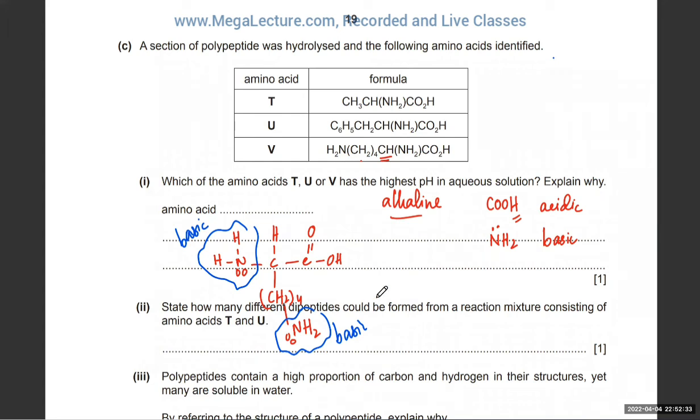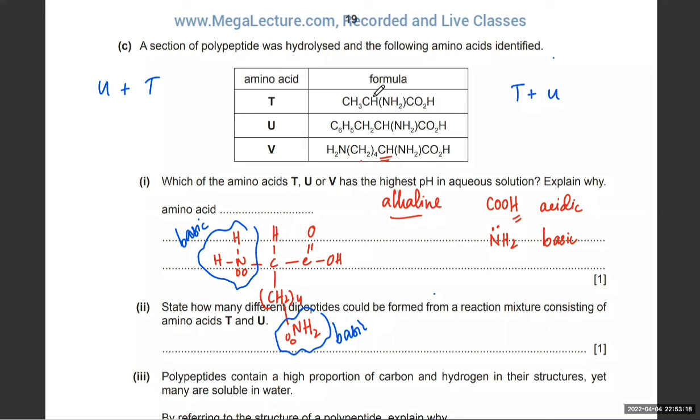And then it says, state how many different dipeptides could be formed from a reaction mixture consisting of amino acids T and U. So how many of these can you make? You can make 2 of them. It's either going to be T plus U, or it's going to be U plus T. Both of them are going to be different. Remember, the order in amino acids is important. If the first monomer comes and the second monomer is after, this arrangement is different compared to the other one, because the linkage is going to be formed the other way around.